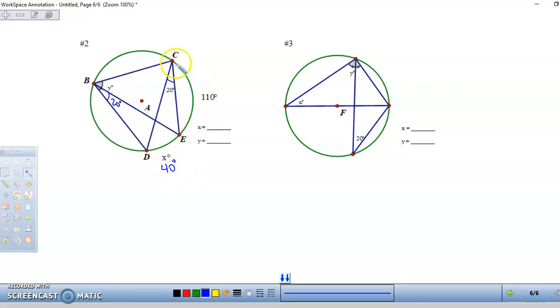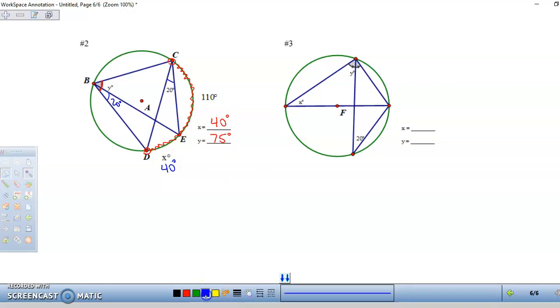Next, I have to use this 110 degrees at some point. And the Y here is indicating this entire angle, by the way. Well, notice where this intercepts. Intercepts here and here. So I'm looking at this whole arc. Well, that whole arc I know is 150 degrees. So therefore, Y is going to be 75 degrees. And as I said, X is 40.